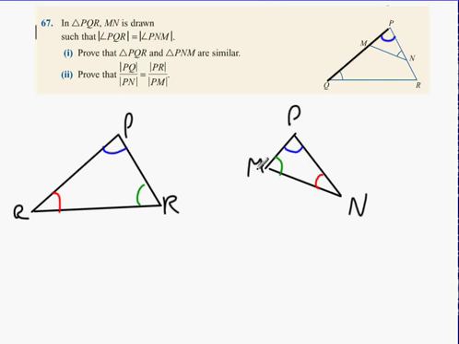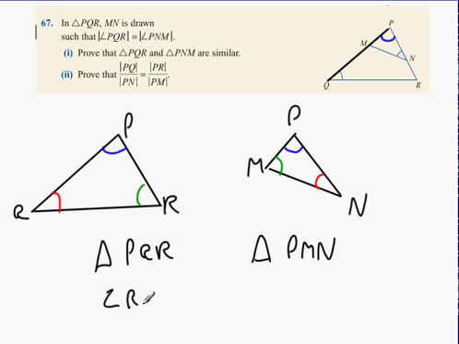Now you're going to have to write that down properly. You're looking for at least two angles, not congruent. So all you have to do is say that angle QPR equals angle MPN. Reason? Common angle. Okay.